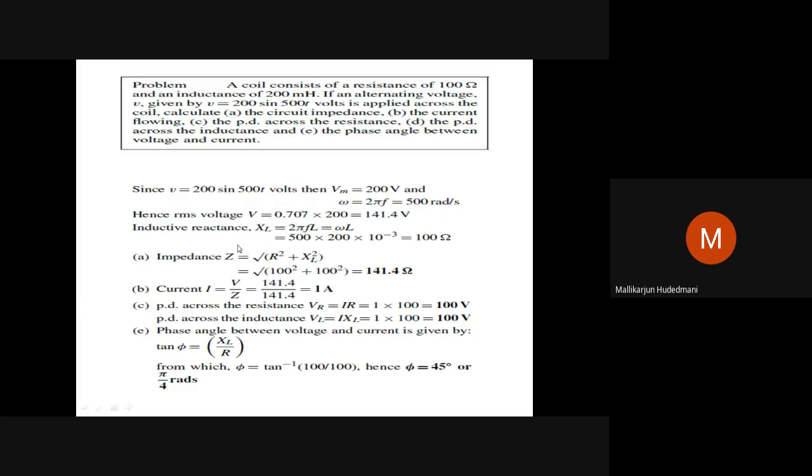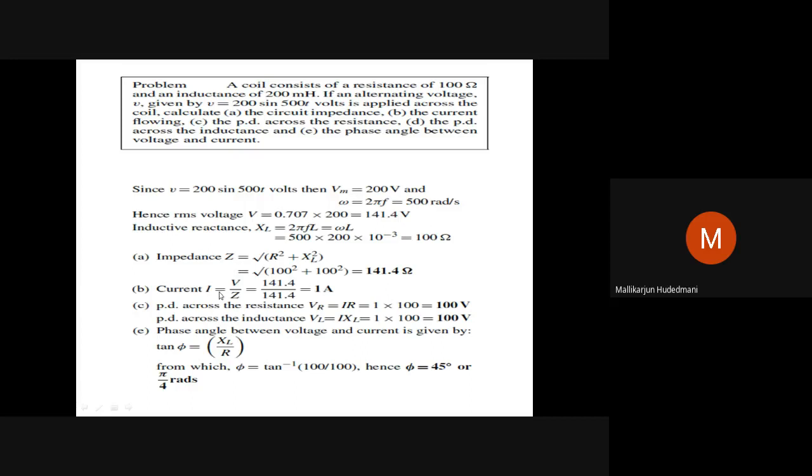Similarly, inductive reactance XL. How do you get XL? 2 pi fL, nothing but omega L. You multiply 500 with the inductance of the coil, 200 millihenry. That gives you 100 ohms. Similarly, impedance of the circuit, how can you calculate? Square root of R square plus XL square. So 100 square plus XL, also 100, square of that, add inside the square root, it gives you 141.4 ohm. So you get the impedance of this RL series circuit as 141.4 ohm.